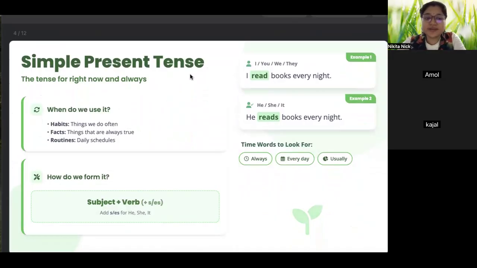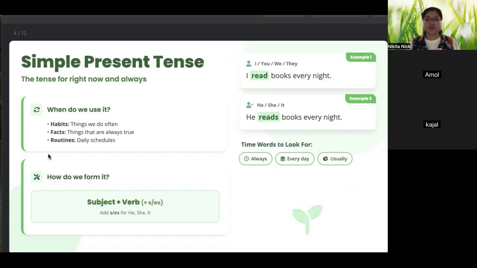In simple present tense, we use this tense for right now and always types of sentences. So when do we use it? Can you read it out for me, Kajal? Habits, things we do often. Facts, things that are always true. Routines, daily schedules. Very good.